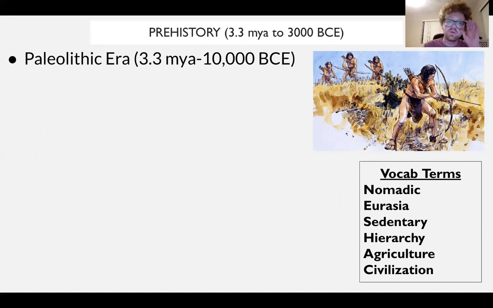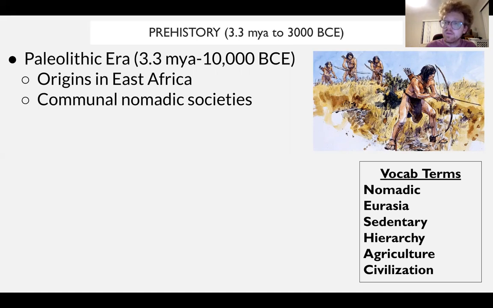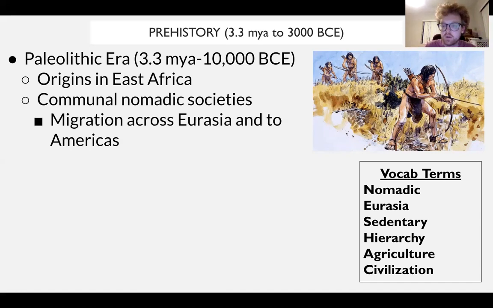For the most part, the Paleolithic era can be characterized by hunter and gatherer societies. We don't have permanent, settled, or sedentary civilizations. Archaeological evidence and genetic testing have shown that the human species probably originated in East Africa about 3 million years ago. From there, humans migrate in communal nomadic societies across Africa into Asia and Europe, all the way eventually to the Americas.